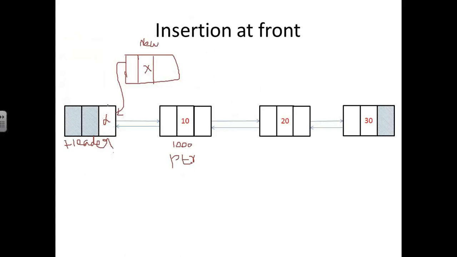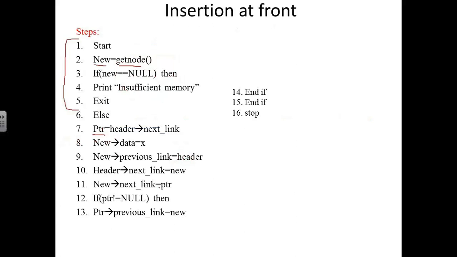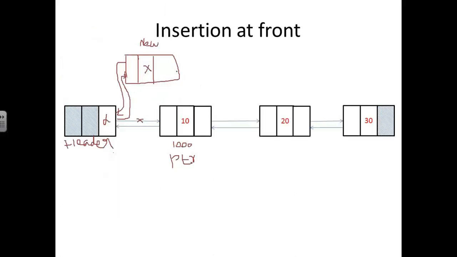So now this link field will be the link field of the new node. Here this forward connectivity will be disconnected. Whenever we change the link field value, the connection is automatically established to the new node. Then new next link will become pointer, so new next link will be the pointer value. What is the pointer value now? The pointer value is 1000, which means new is pointing to this particular node.